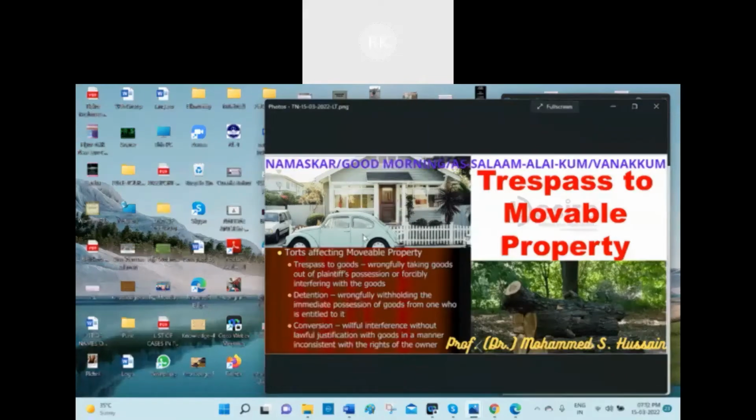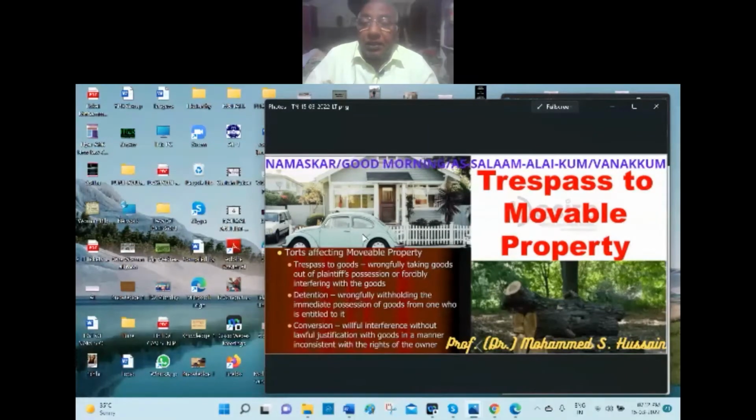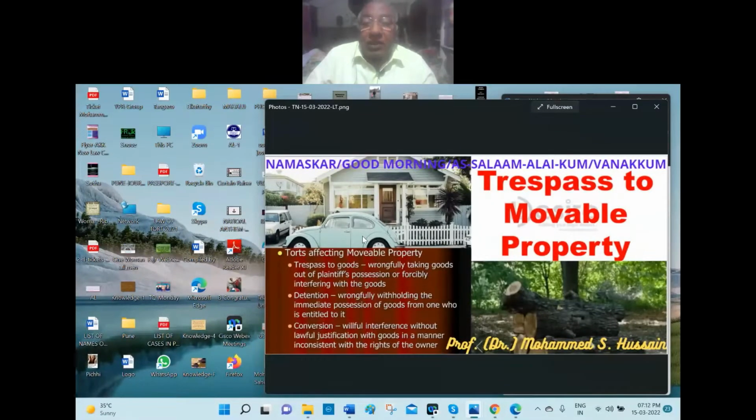Yesterday I did trespass to goods, that is, in other words, trespass to movable property. When we say movable property, trespass to goods and chattels also comes under it. So now read what I posted on the screen.